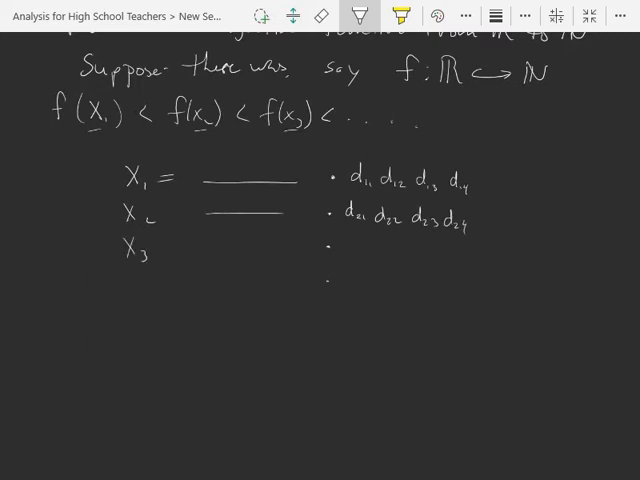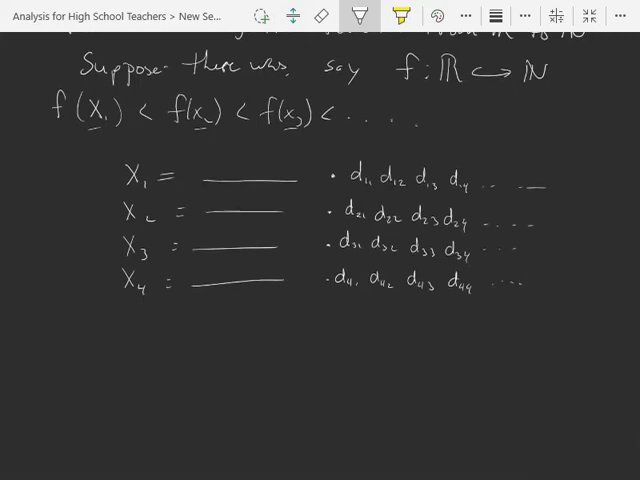I don't care what happens with x3 before the decimal. After the decimal, I get D31, D32, D33, D34, and so on. And I can do this with all of the numbers in the list. Okay, and these go on because these are real numbers. They have infinite decimal places, or maybe they don't, but if they don't, then I just put zeros at the end. And it goes on this way too.